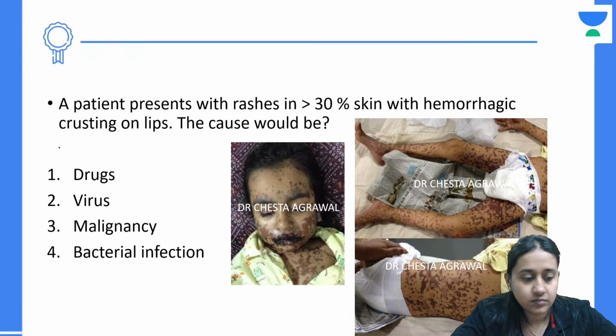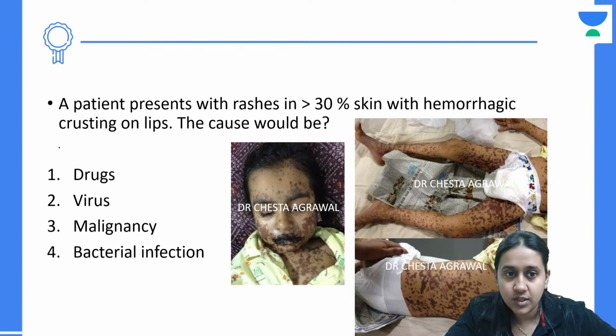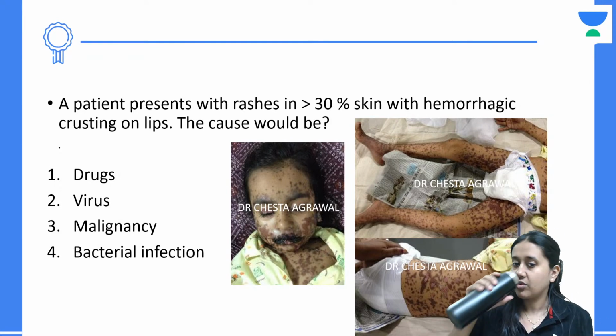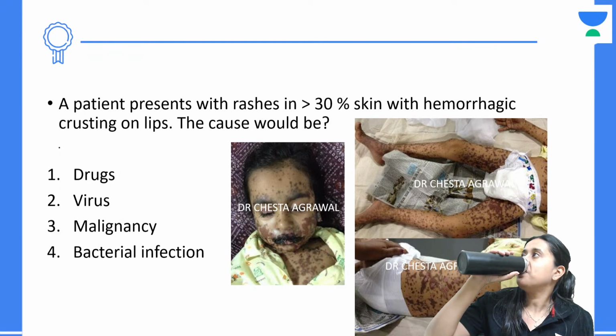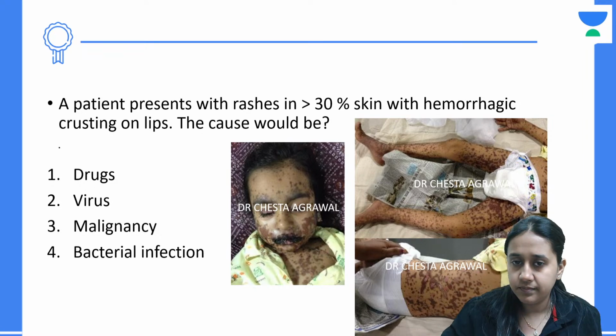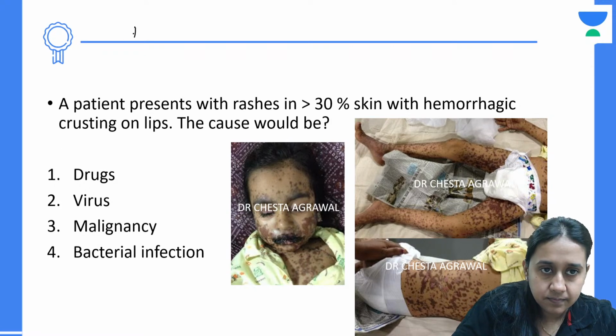A patient with a rash of more than 30% with hemorrhagic crust on the lips. What is the diagnosis? Can anybody tell me what will be the diagnosis?